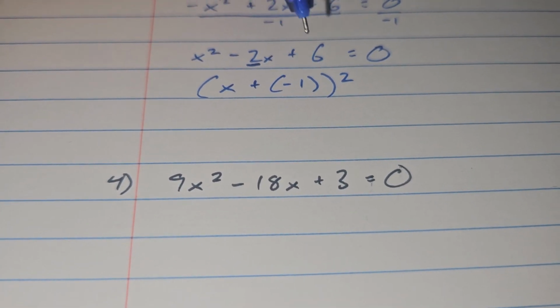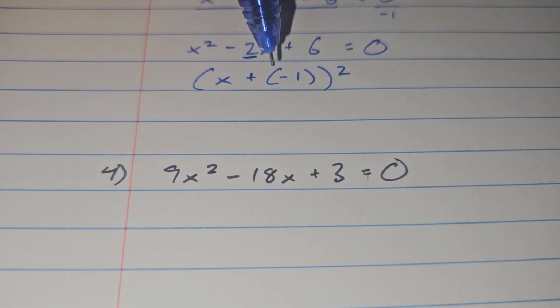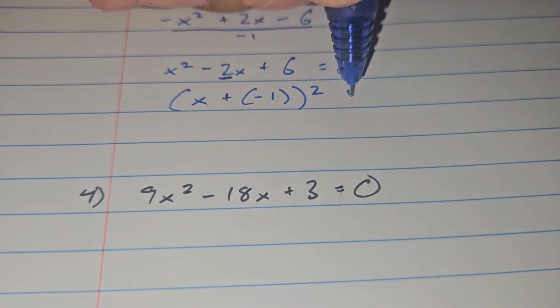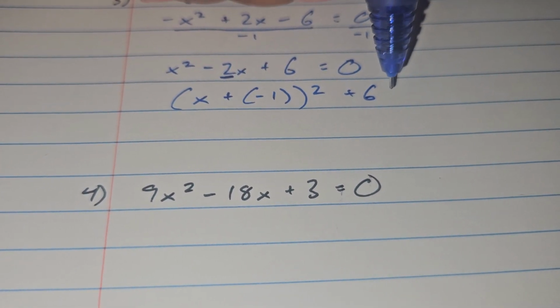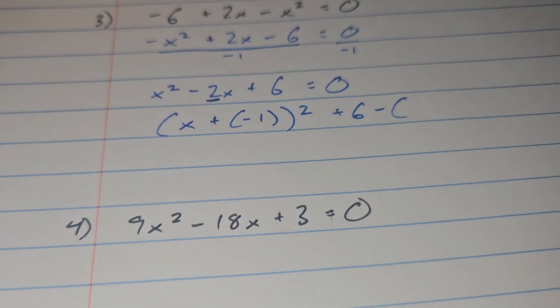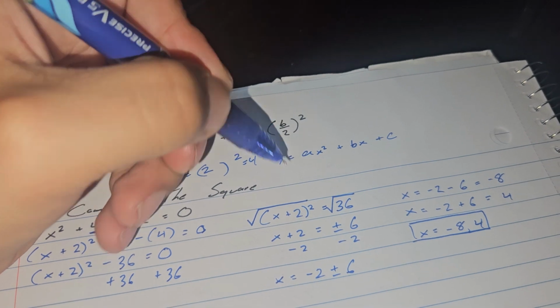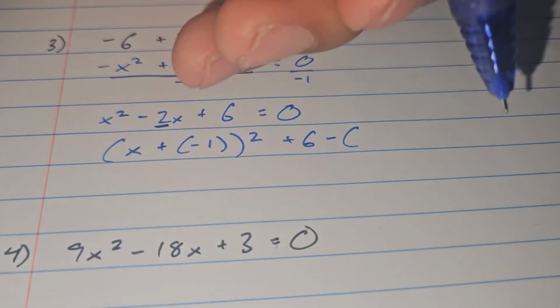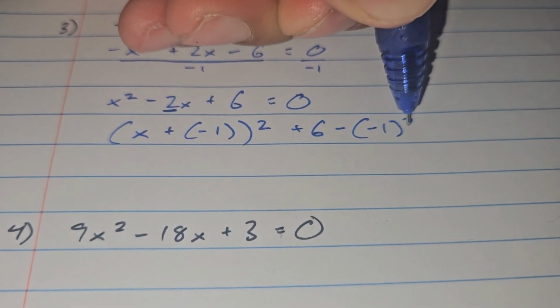And again, I'm just showing you how to plug it in. You don't really need to write it like that. Just straight up write the negative 1 if you want. And then plus c, plus 6 minus negative 1, negative 2 divided by 2. Negative 2 divided by 2 is negative 1. Raise that to the squared power. So that's negative 1 squared.